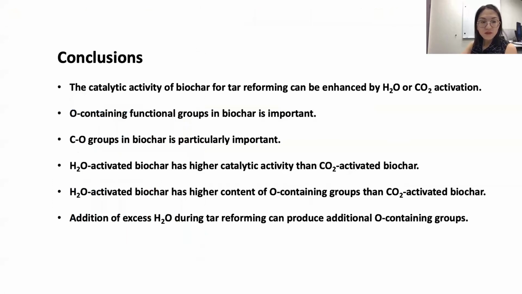So finally, we got some conclusions. Basically, we did experiments using biochar activated in steam or CO2, and then used it as a catalyst for tar reforming of the vapors generated from the pyrolysis of bio-oil. We found that both activation in steam and CO2 can increase the catalytic performance of the biochar, and the oxygen-containing groups generated during activation are very important for enhancing the catalytic activity of biochar. And the steam activated biochar has a higher catalytic activity than the CO2 activated biochar, which could be attributed to the higher content of oxygen-containing groups, the C-O groups.